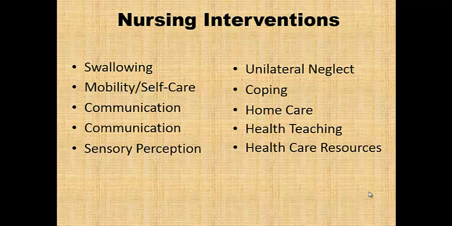Not only are they going through all this, but if they had a frontal stroke, their ability to cope and their behavior might be affected as well. Some home care issues to look out for. Patients are going to need assistive and adaptive equipment. It's going to be very important that their home safety is assessed.